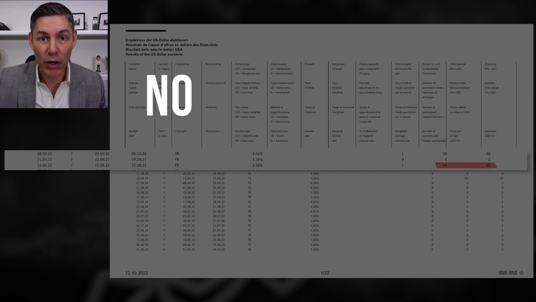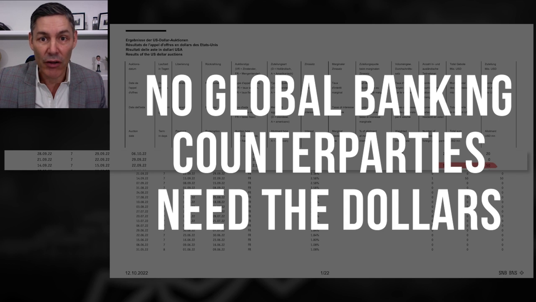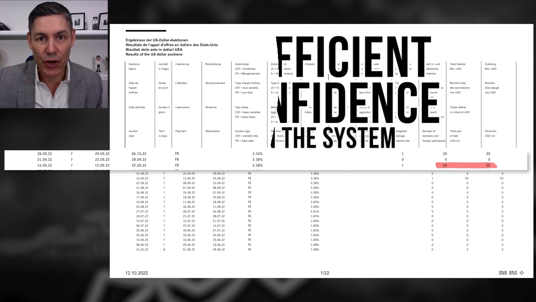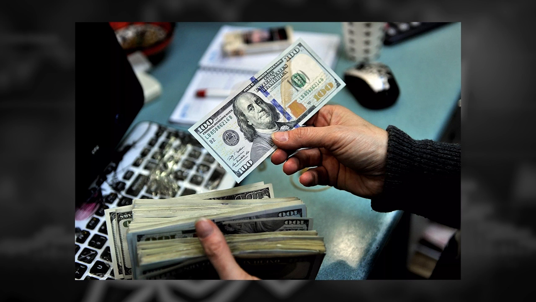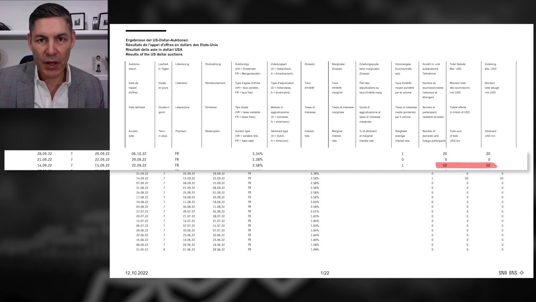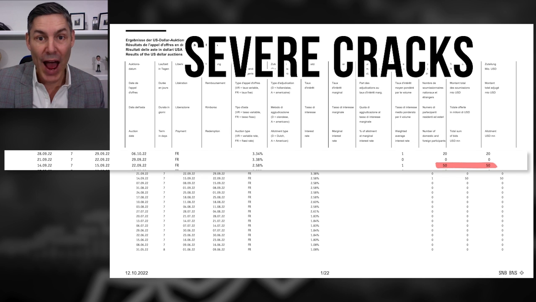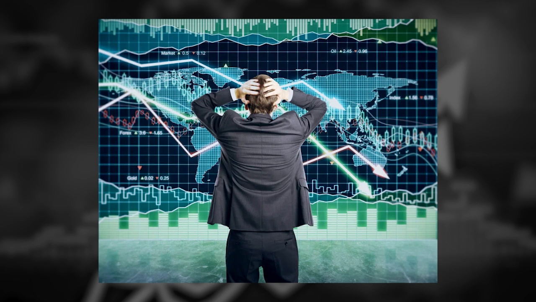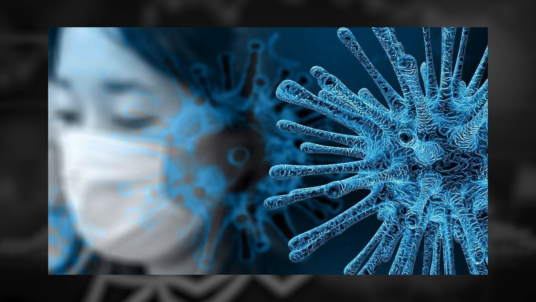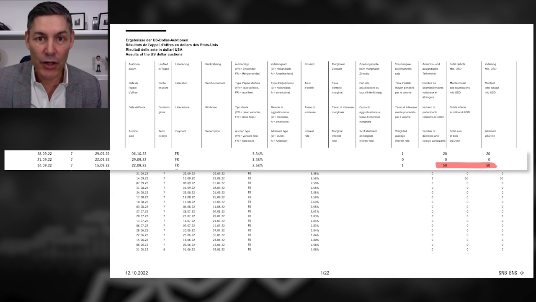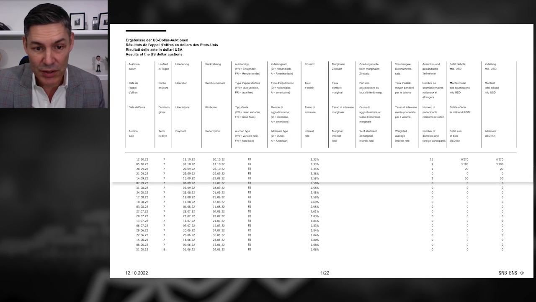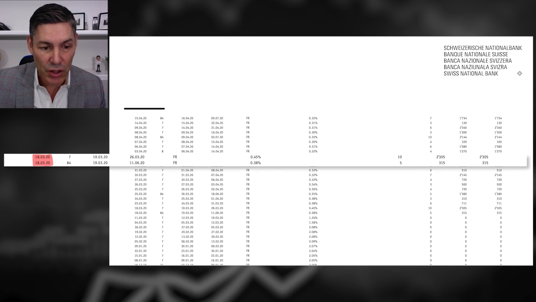In other words, no global banking counterparties need the dollars because there's sufficient confidence in the system for the banking system itself to create the dollars they need to function. So remember, if our hypothesis is true, that this is a canary in the coal mine, and it's an indication that there are some severe cracks in the banking system that could lead to the next global financial crisis, you would see the same type of transactions occurring during the COVID crisis when these banks obviously were under a lot of strain. So we pull up the transactions, again, from the Swiss National Bank going back to March of 2020.